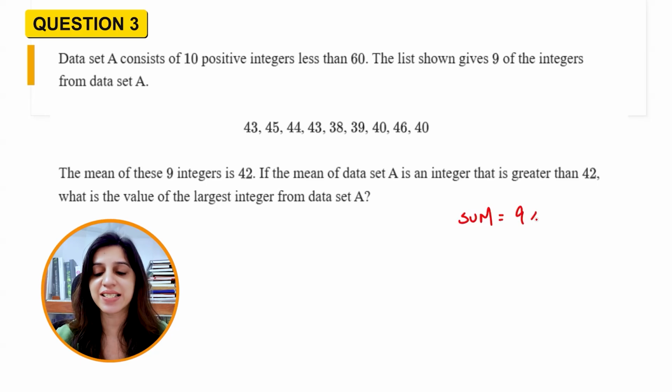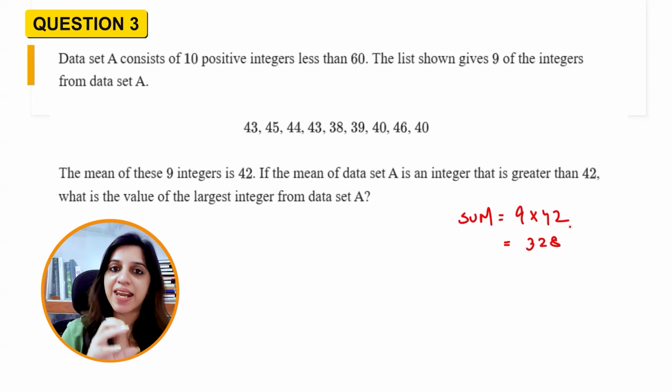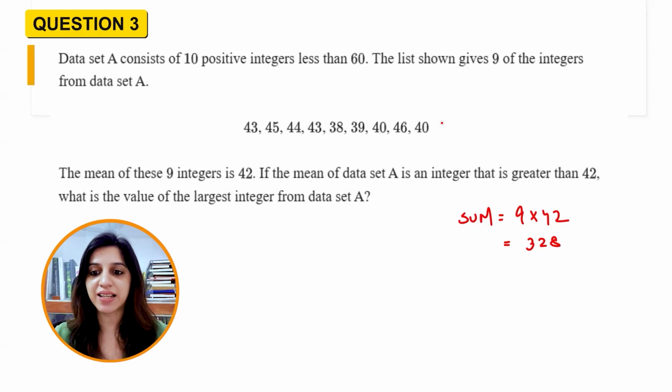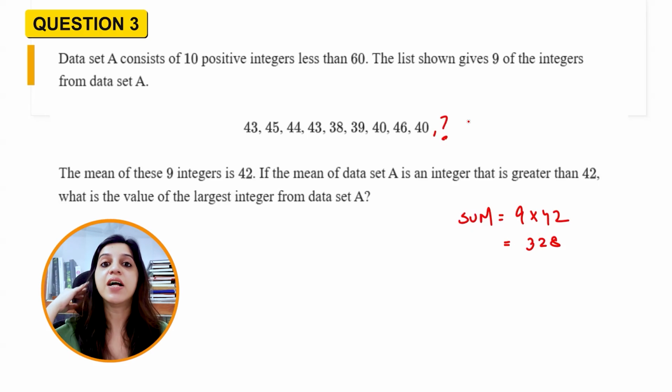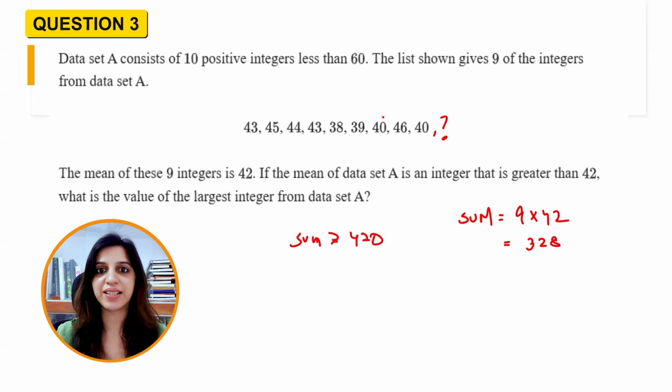What is the sum of these 9 integers? After all, I can just say it's 9 into 42. If you do this, you're going to get 420 minus 42. So that's 380, 328. All right, 328 is the sum of these 9 integers. Now, what I need to find is the 10th number in the list, the missing number, so that I have two conditions. So that the mean of the whole data set is greater than 42, which means I want the sum of all the 10 numbers to be more than 420. Yes, only then the mean can be greater than 42.